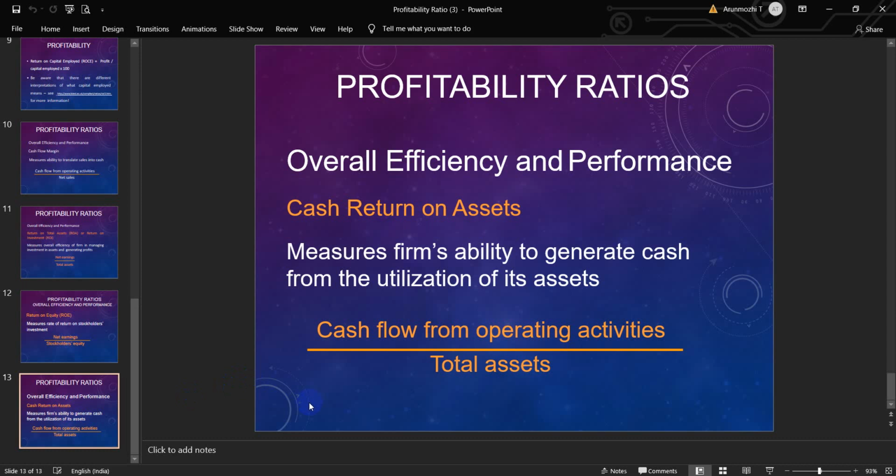Profitability ratios. Cash return on assets, it's a cash flow from operating activities divided by total assets.